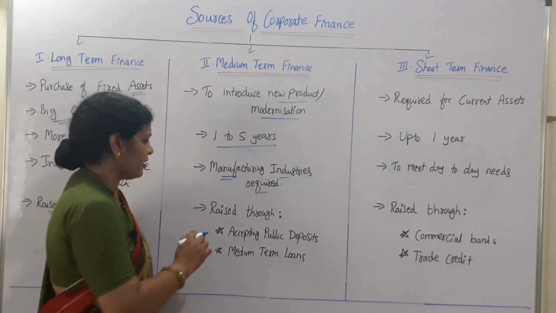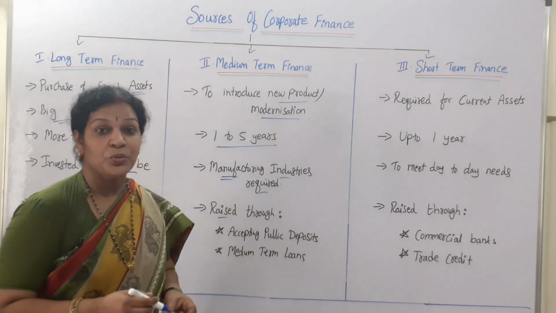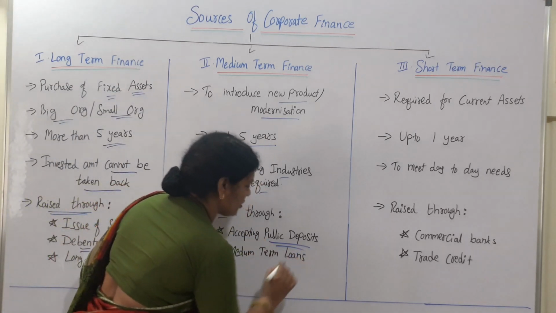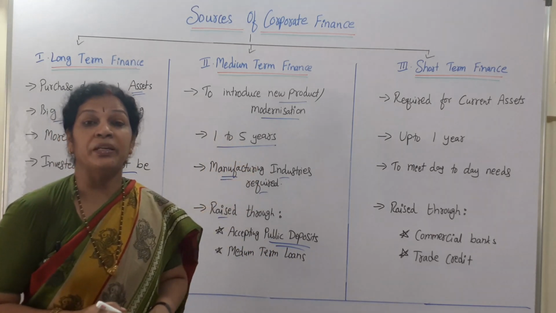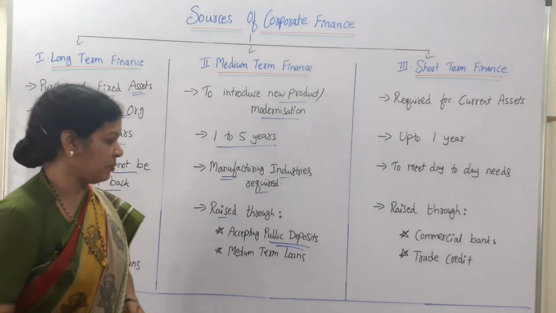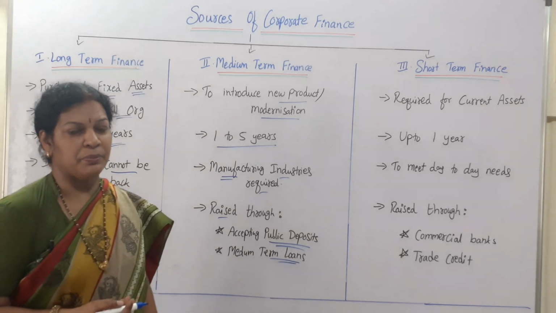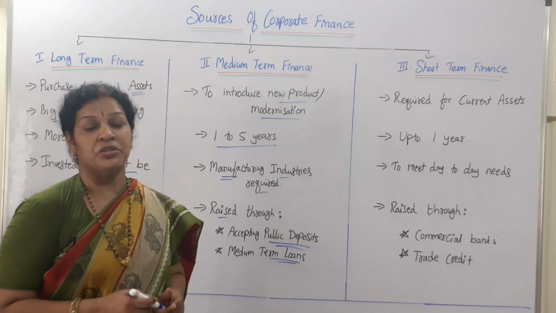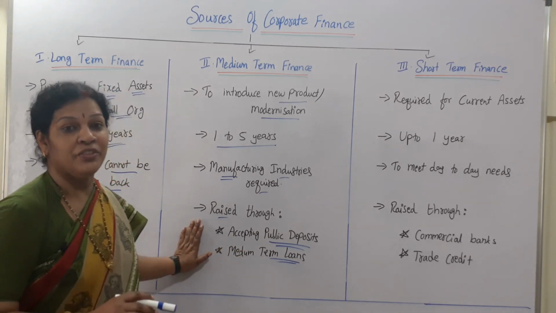And the important thing is, how do you raise it? You cannot raise it through issuing shares and debentures, only by accepting public deposits. For 1 year to 5 years they can accept public deposits, and the public deposits will earn interest. In the same way, medium term loans can be taken from organizations like financial institutions or banking institutions. In this way they can raise the medium term finance.